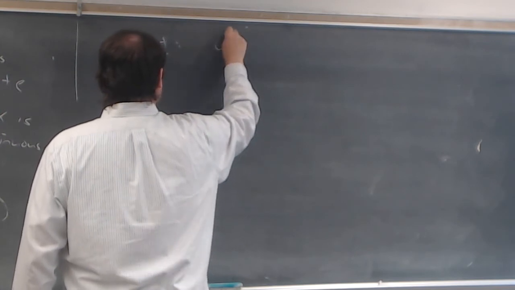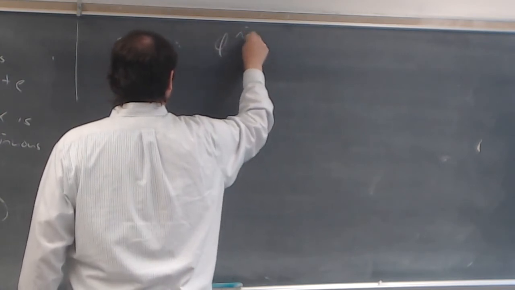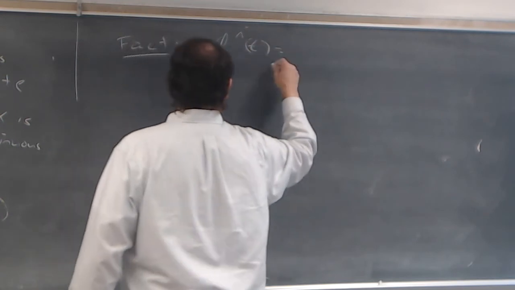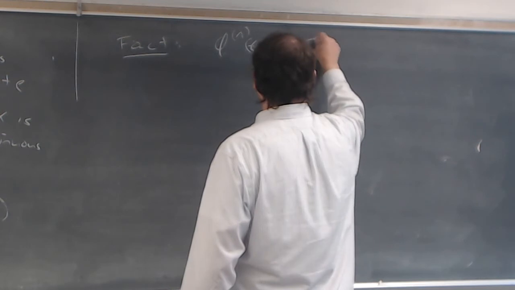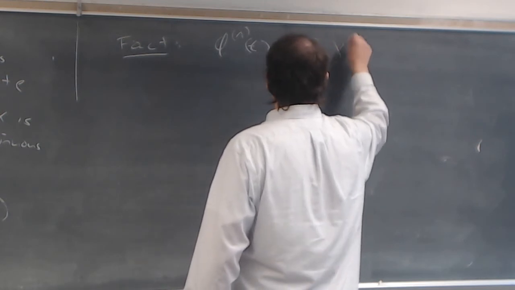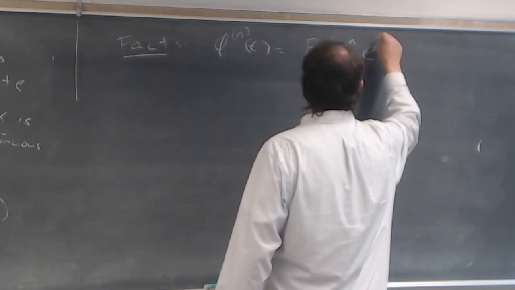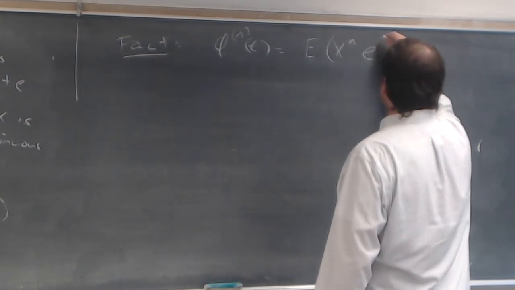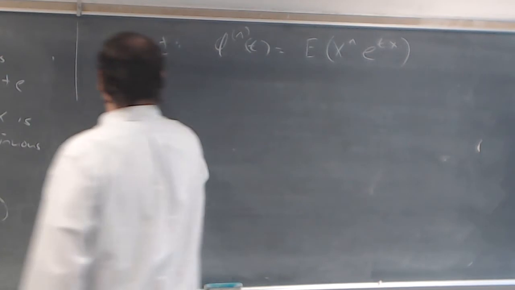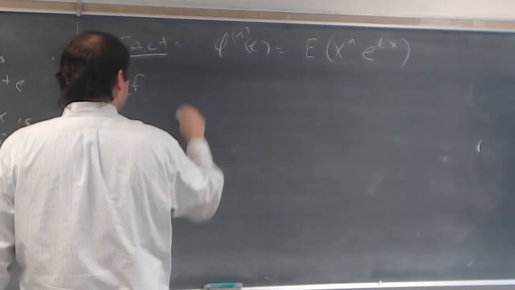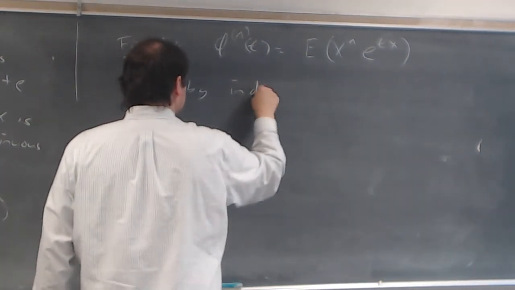Well, here's what it is. The nth derivative of the moment generating function, and that's with respect to t, is equal to the expected value of X to the n times e to the tX. Proof's very straightforward. It's a proof by induction.